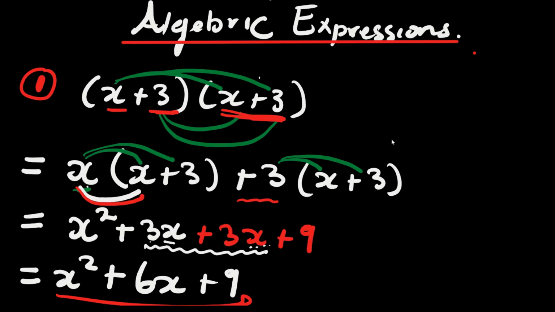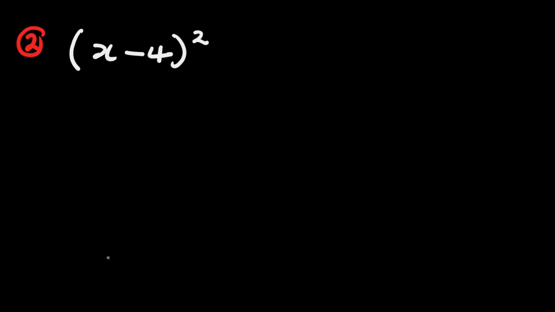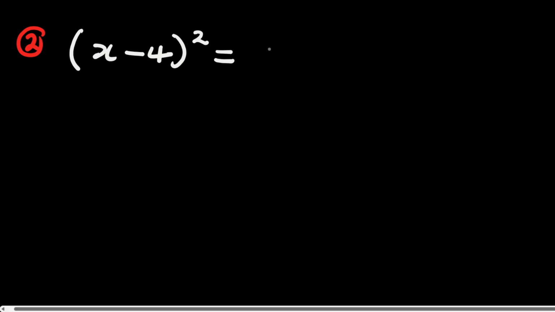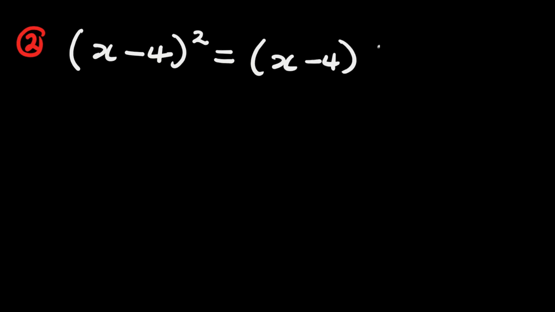Let's move to the next example. So here's the second example. How do we go about this one? Firstly, this could be rewritten this way: x minus 4, x minus 4. It's because of the 2 here. It means you can expand this bracket 2 times.